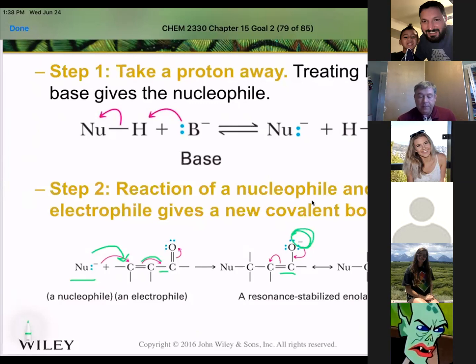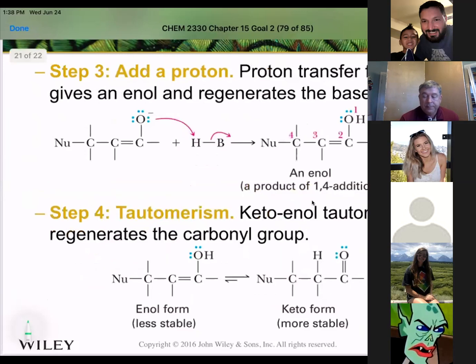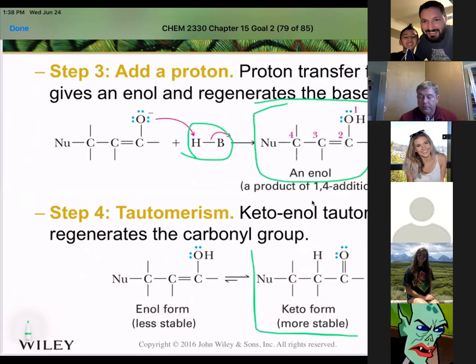The last step in the mechanism is to transfer a proton from one of the acids to give us our enol form here. And of course, what we know about enol and keto tautomerism is that the keto form is always more stable, and therefore it reverts back to its ketone stage, giving us our nucleophile added not at the alpha carbon, but at the beta carbon. So a Michael addition makes a new carbon-carbon bond at the beta carbon to the original carbonyl.